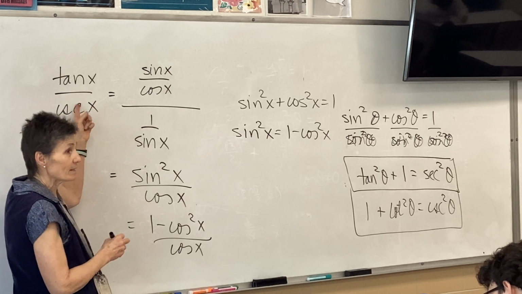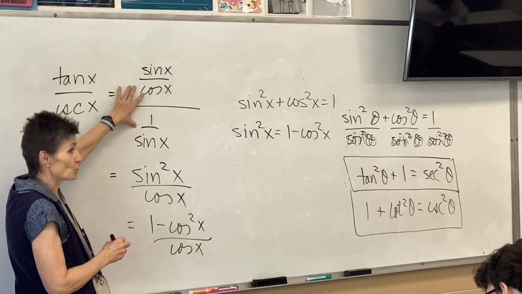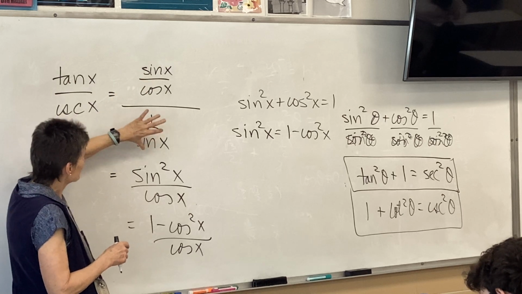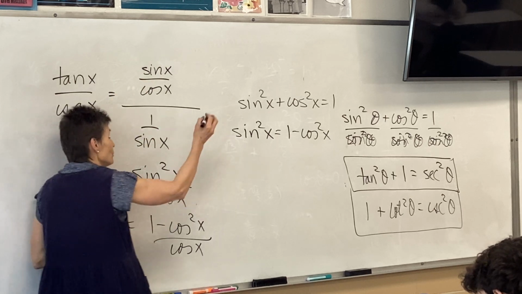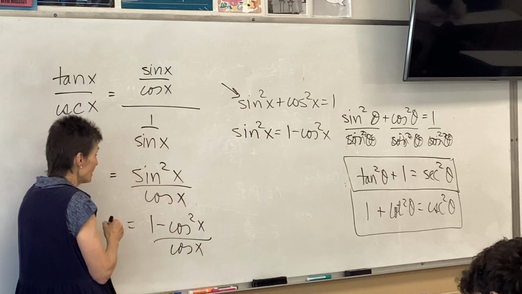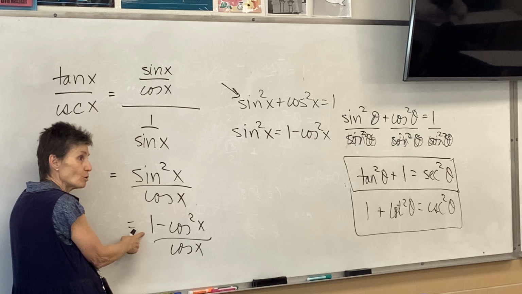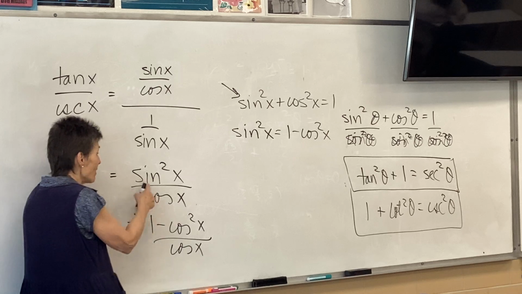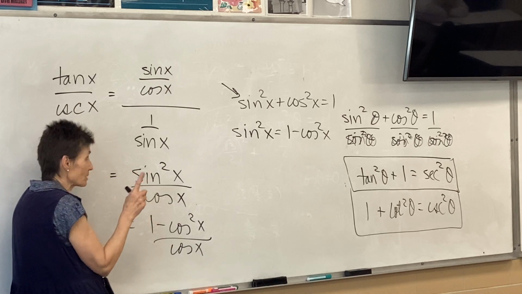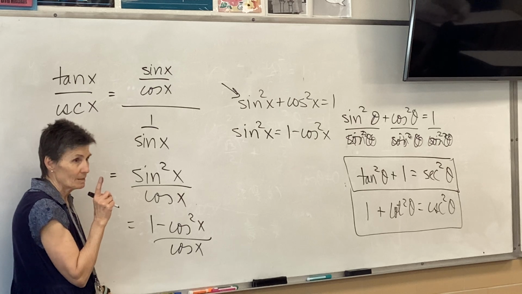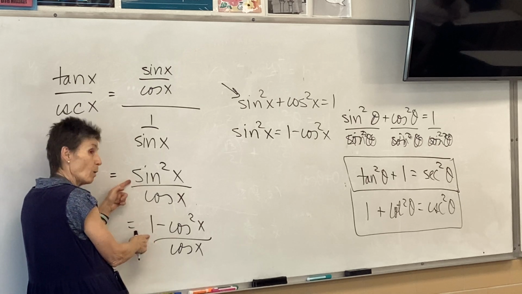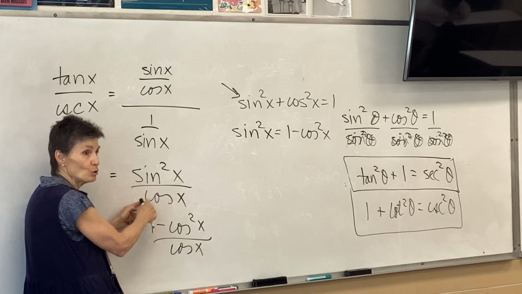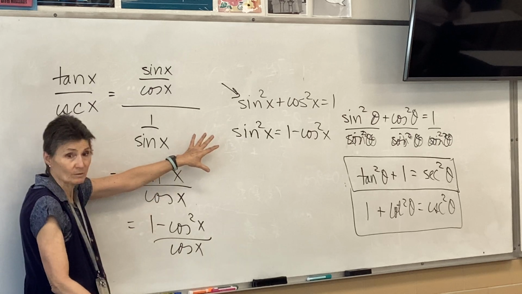We took that guy right there, changed it into what I call its basic fractions, sine over cosine, 1 over sine, did some arithmetic, and then used our Pythagorean identity to rewrite the sine squared in terms of cosine squared. Now, that trick only works if they're squared. So you can change sine squared into 1 minus cosine squared, but this is not 1 minus sine. You can't do it with the straight functions. They have to be squared to rewrite them.